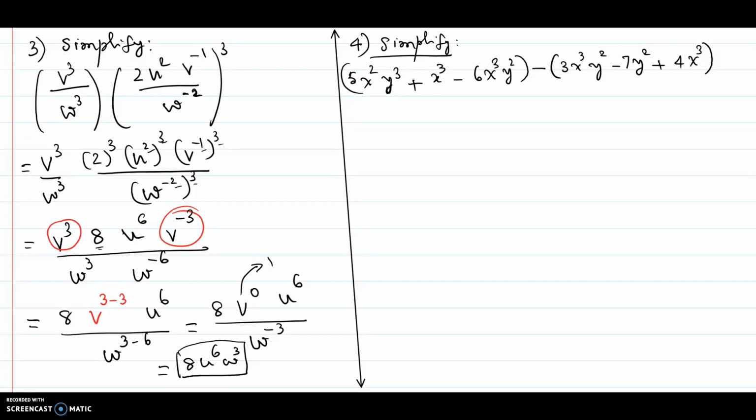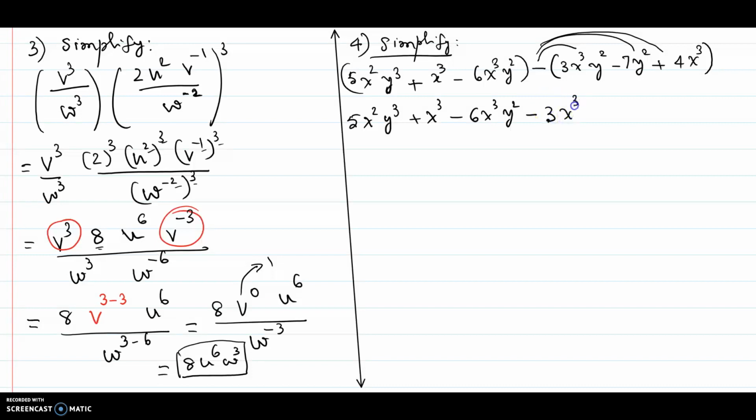Problem number 4. Simplify 5x squared y cube plus x cube minus 6x cube y square minus 3x cube y square minus 7y square plus 4x cube. We are going to distribute the minus sign in the second term. So it is 5x squared y cube plus x cube minus 6x cube y square, which are the terms in the first parentheses. You keep them as they are. Distribute the minus sign over for the second term. So every positive will become negative and every negative will become positive.